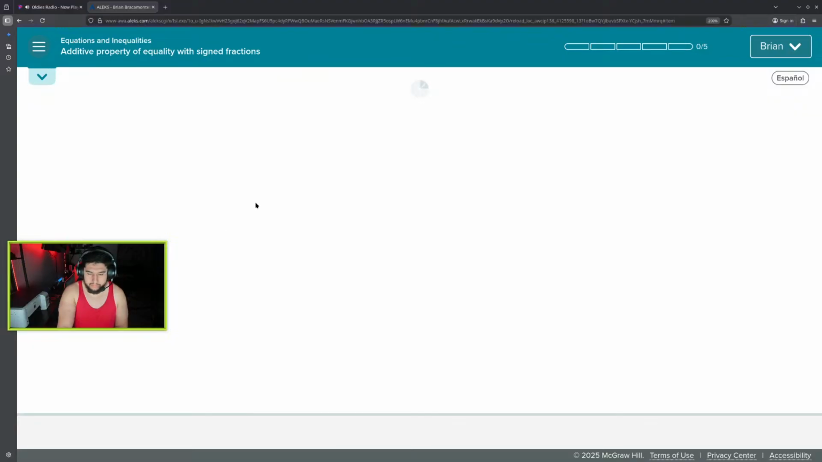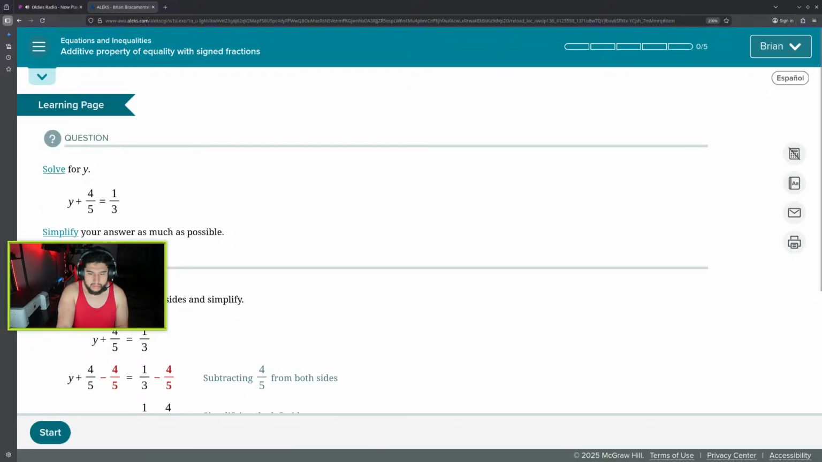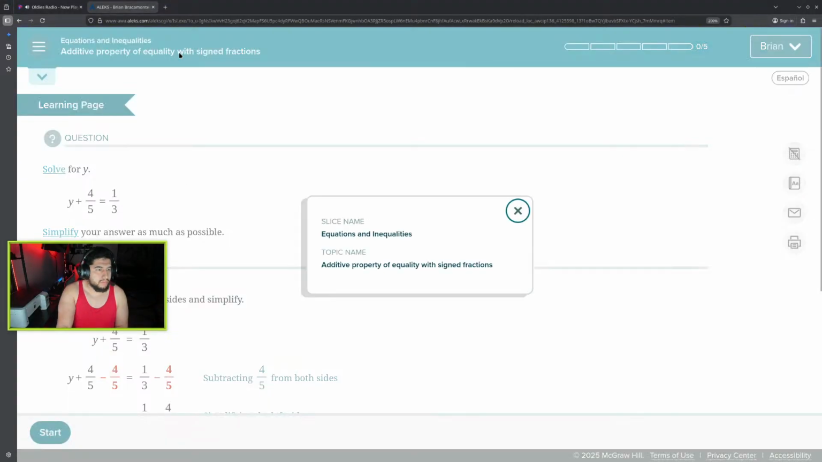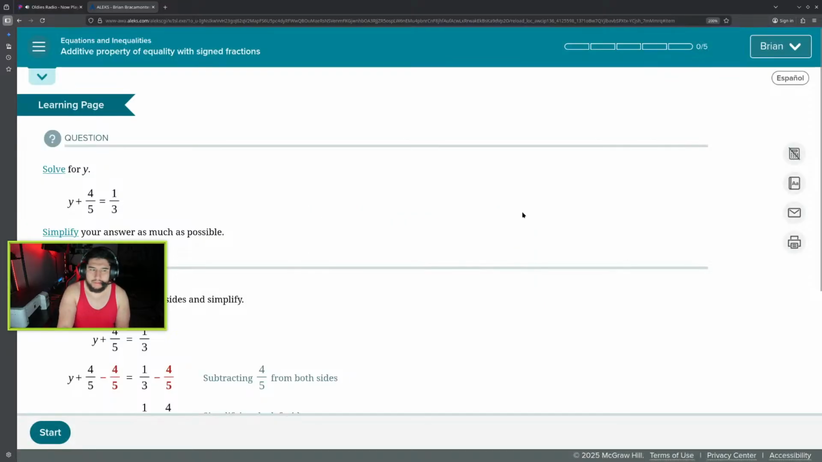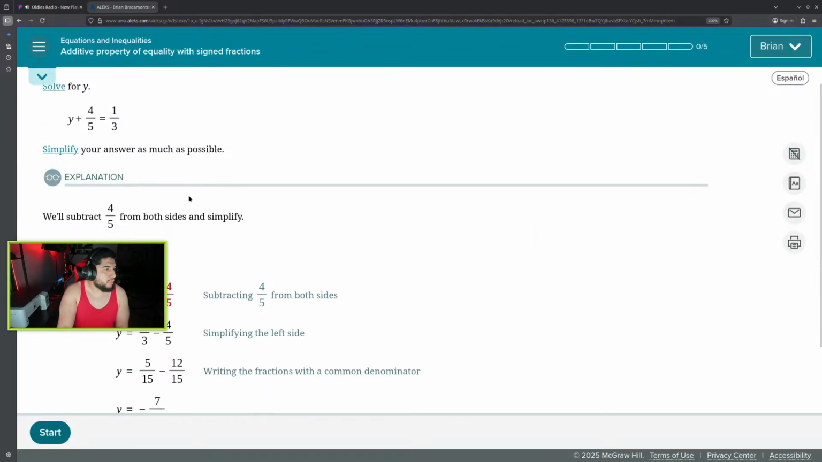Alright. Let me see what you guys can see. Alright. So we are doing the slice equations and inequalities. Topic name is additive property of equality with signed fractions. More fractions. Solve for y. y plus 4/5 equals 1/3.